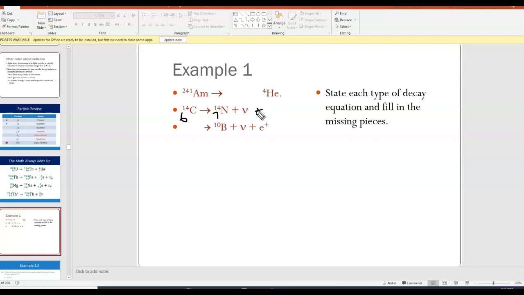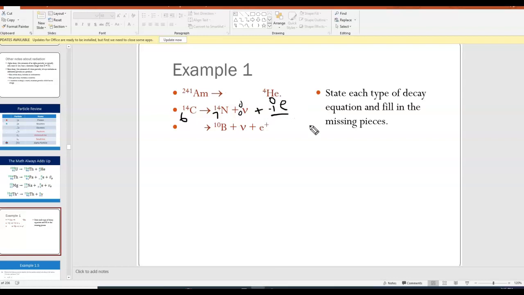However, you have to ask yourself, okay, 14 equals 14. A neutrino would be 0, 0, plus, well, if I have 14 on the left and 14 on the right, whatever goes here, I need to have a mass number of 0. And then if you want to make the atomic numbers match on both sides, 6 equals 7 plus 0 plus what? Well, this has to be -1. Okay, so what is 0, -1?